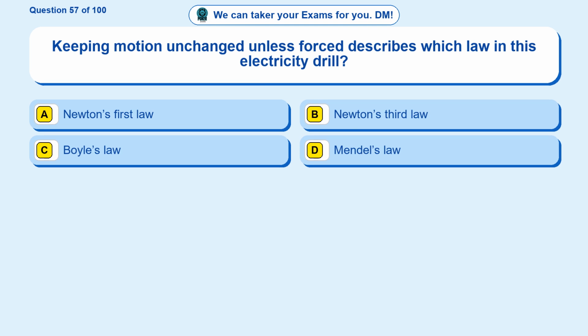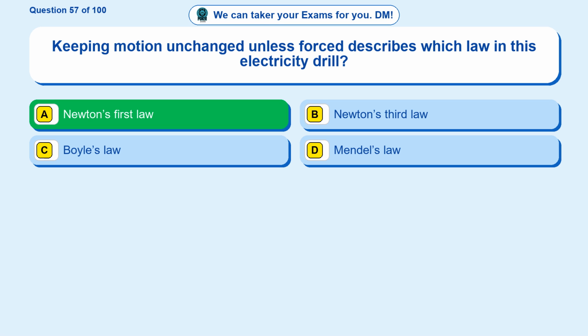Question 57. Keeping motion unchanged unless force describes which law in this electricity drill? Option A, Newton's first law. Option B, Newton's third law. Option C, Boyle's law. Option D, Mendel's law. The correct answer is option A, Newton's first law.